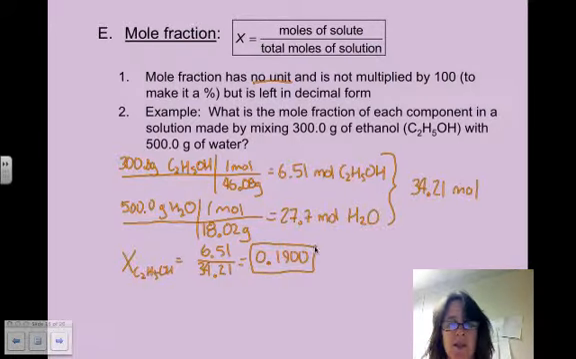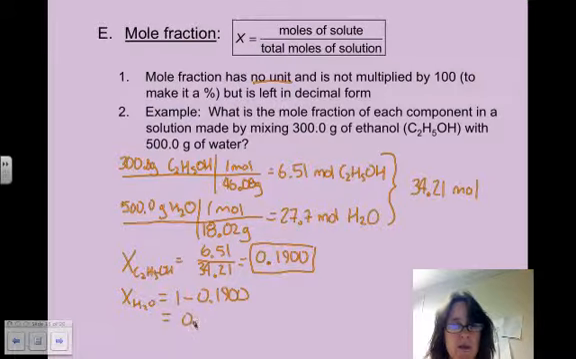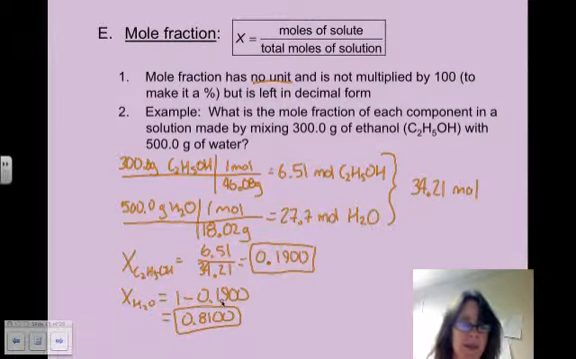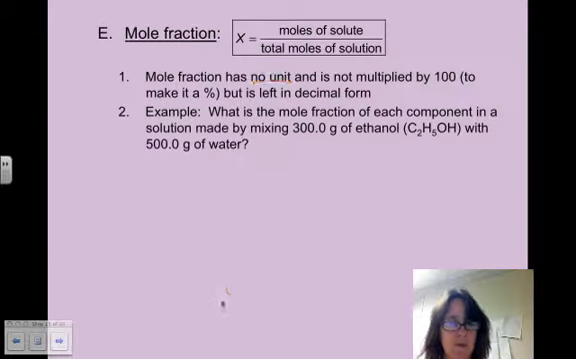Now, to get the mole fraction of the water, we could set it up 27.7 over 34.21, or we can just say 1 minus 0.1900, because together they make 100%, and 100% in decimal form is 1. And so you get 0.8100 for the mole fraction of the water. And that's mole fraction. And that is the end of section 16.2.